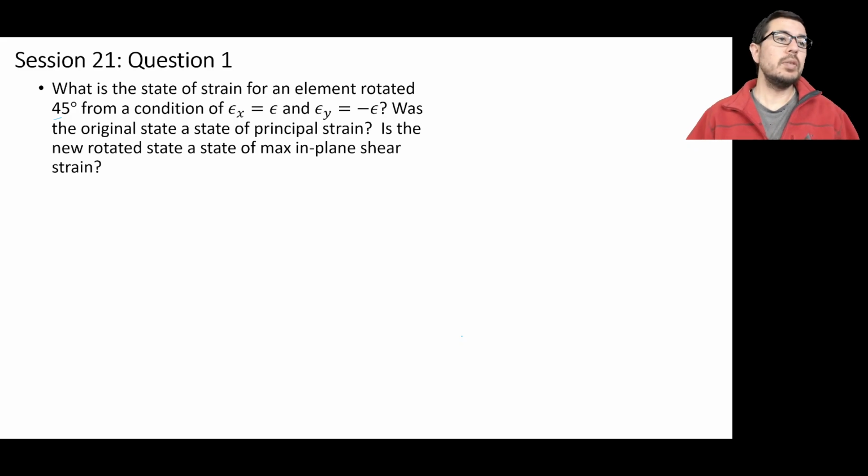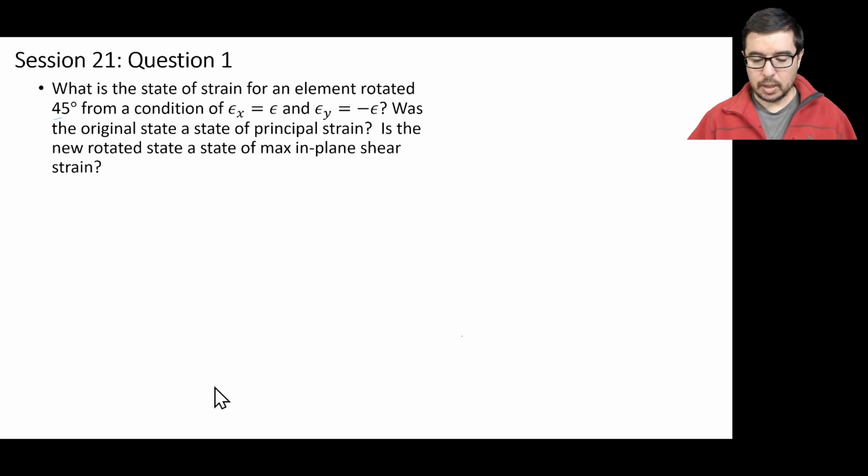This question reads: what is the state of shear strain gamma x prime y prime for an element rotated 45 degrees from a condition of epsilon x equals epsilon and epsilon y equals minus epsilon? Was the original state a state of principal strain? Is the new rotated state one of max in-plane shear strain? Well, let's go ahead and answer the second question here.